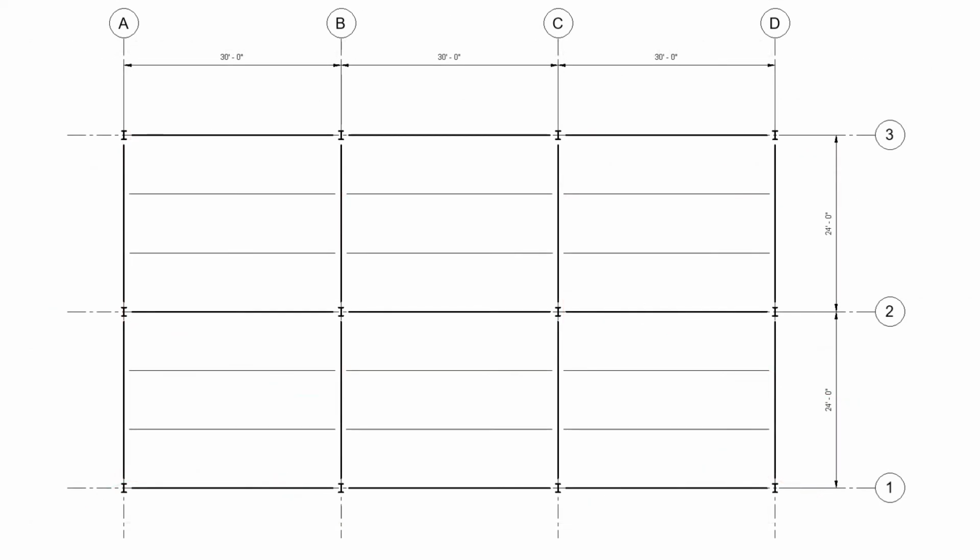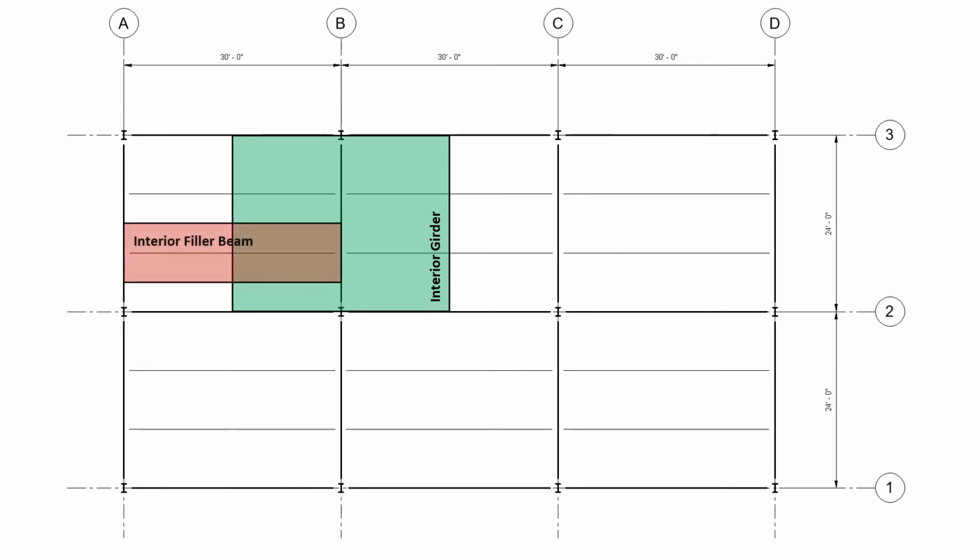Let's look at another case. Note that the filler beams have changed in this case. Instead of having 3 interior filler beams in each bay, we only have 2. So that means that the spacing of the filler beams is now 8 feet instead of 6 feet. So we're going to look at the same girder again. We're going to look at one of the filler beams in that same bay, bay AB, and we're going to do an analysis.